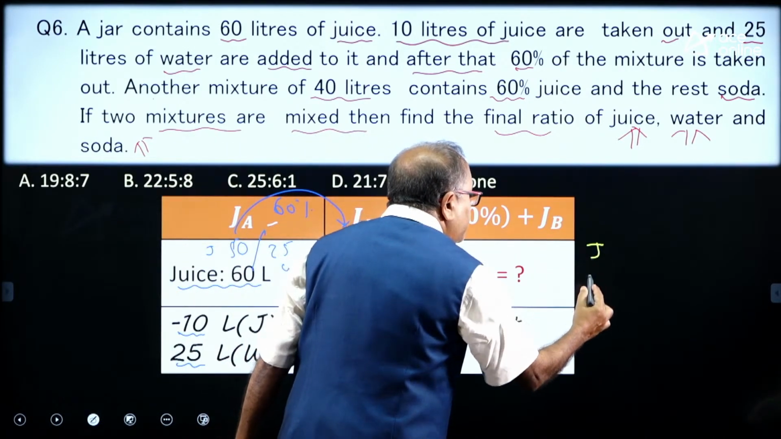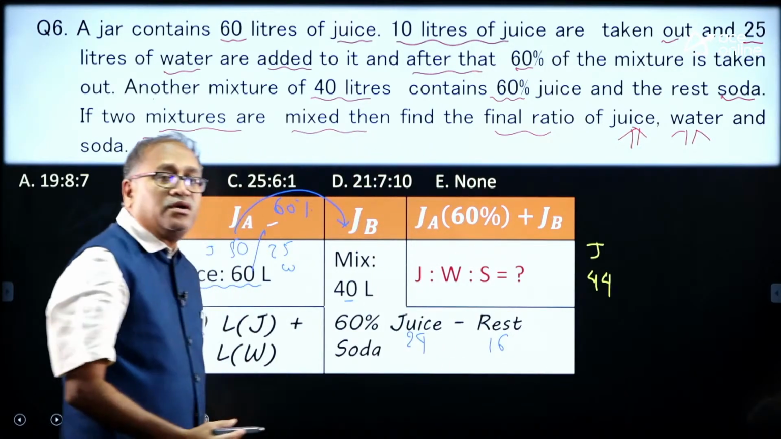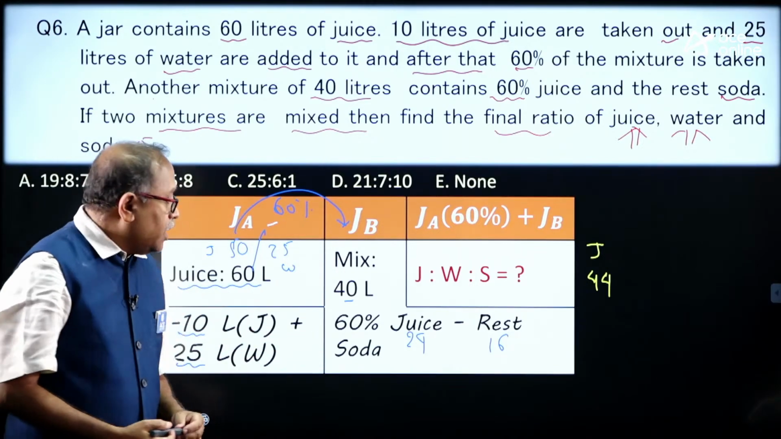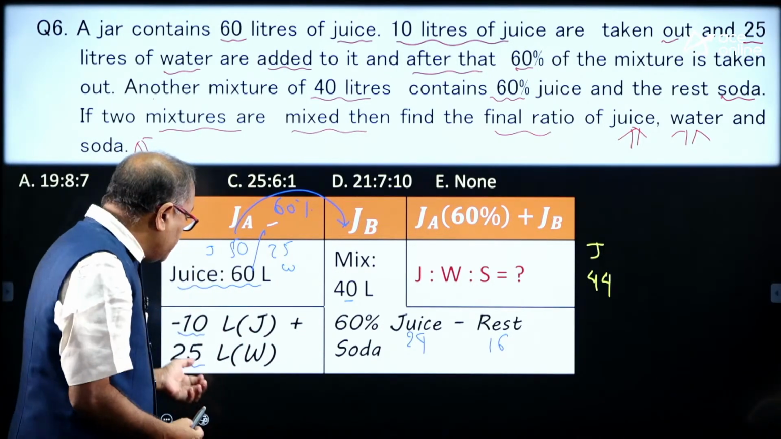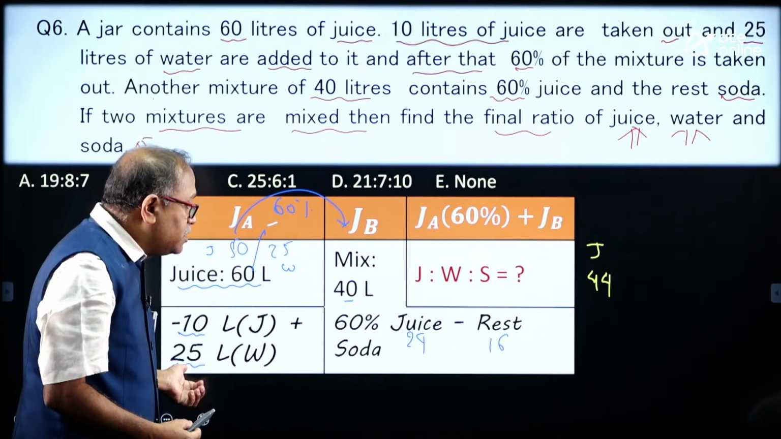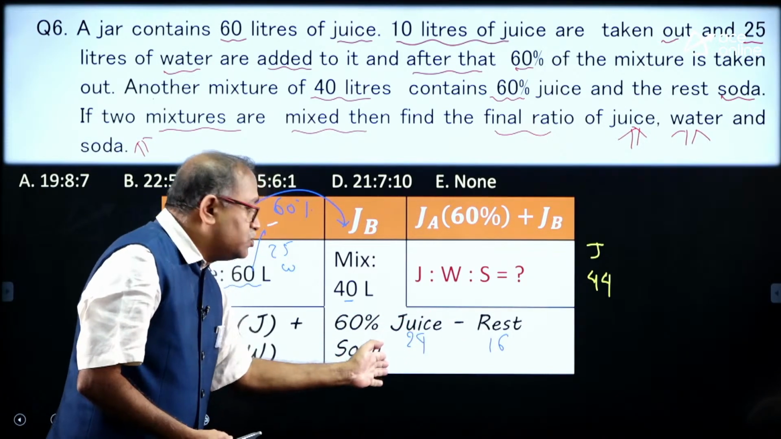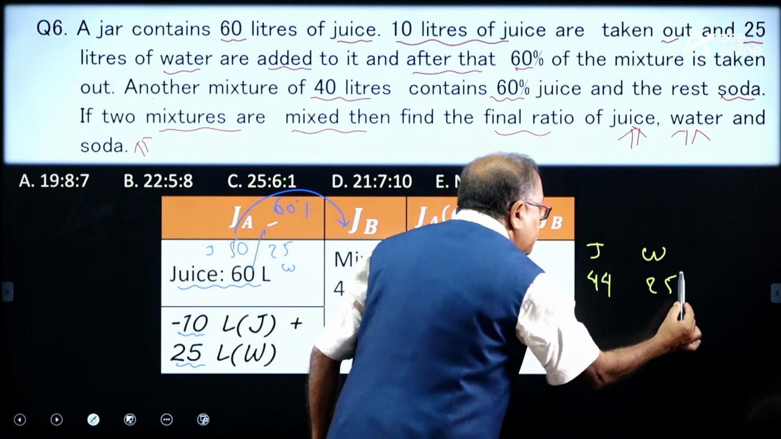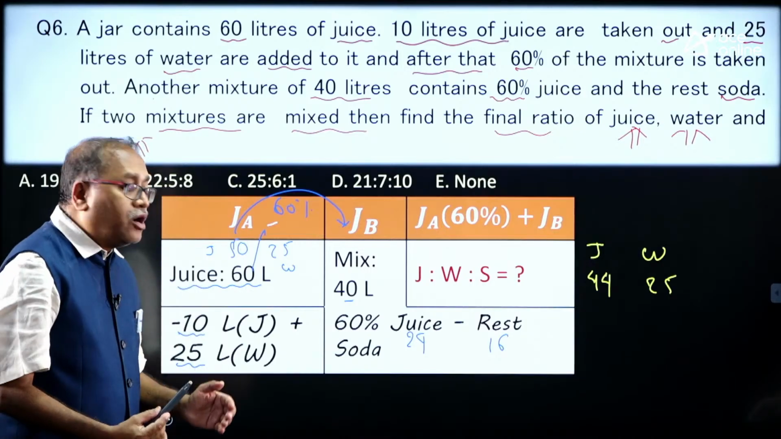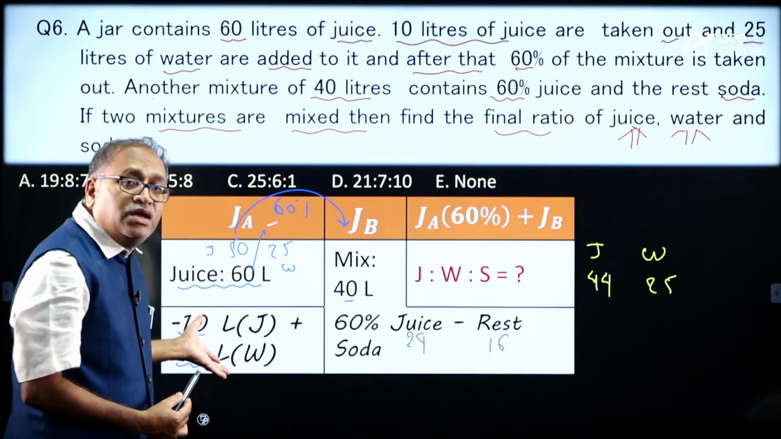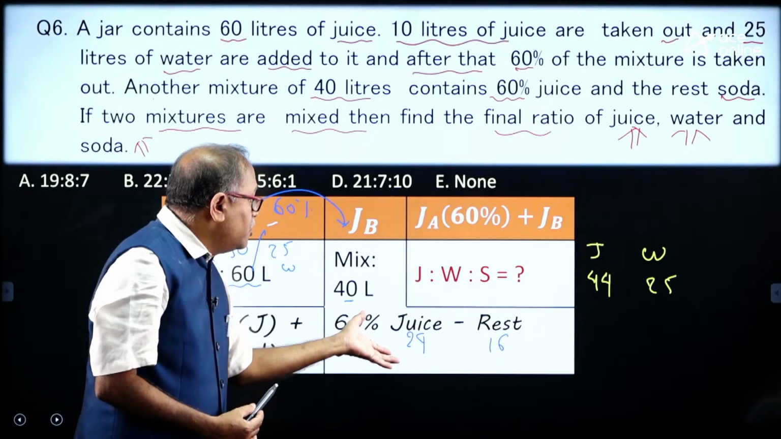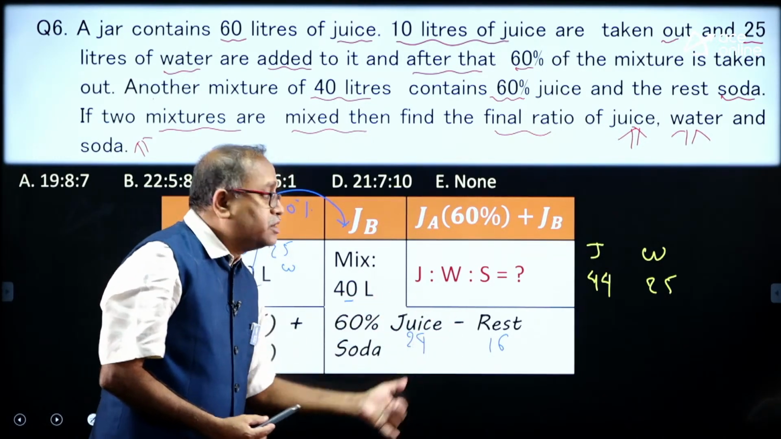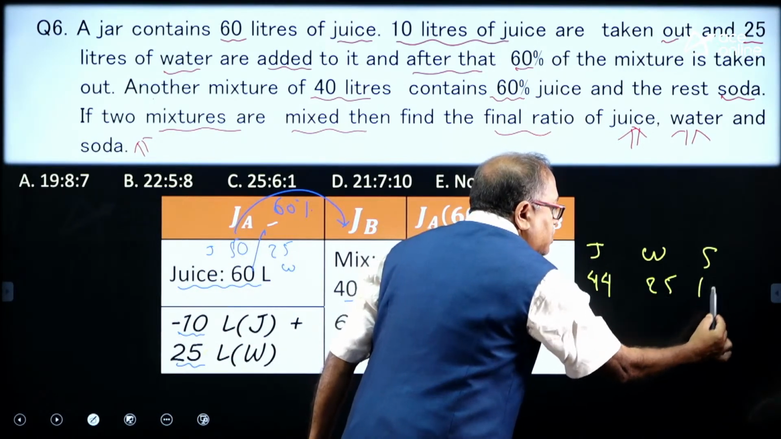Do not run away from questions like this. A time will come when you need this type of question. Coming to the juice, it is over, and how about water? So, 25 liters of water is here, and here I have only juice and soda. So, coming to water, I have 25 liters of water. And how about soda? The soda is not there in jar A, but it is there in jar B. Here it is 60% juice and 40% soda. So, we already calculated 16 liters of soda.